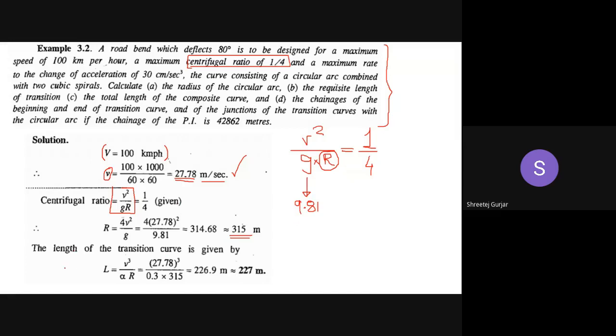Now the length of the transition curve is given by this particular formula which we have written down. L is equal to small v cube by alpha r. V we know it is 27.78. Alpha value, as I've told you, is usually 0.3. Radius R, just now we have calculated, it is 315. So we can substitute all these values and you can see the length of the transition curve has come as 227 meters. So in this way, you have to calculate the length of the transition curve.